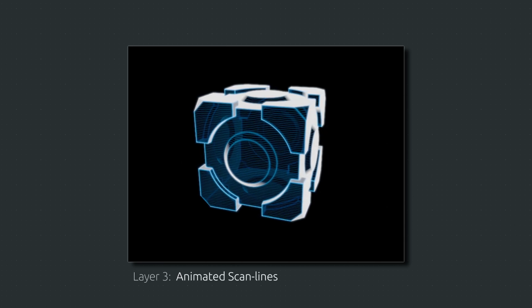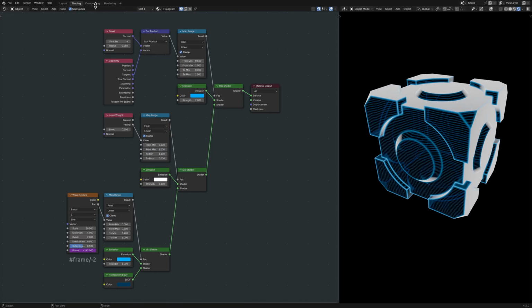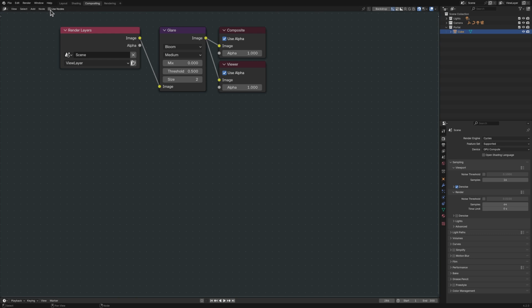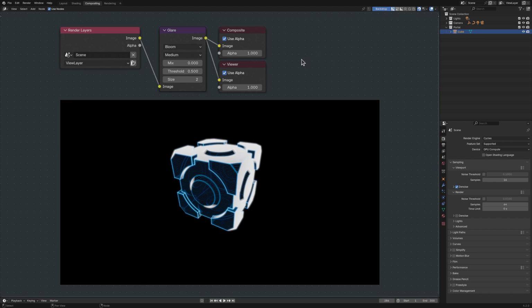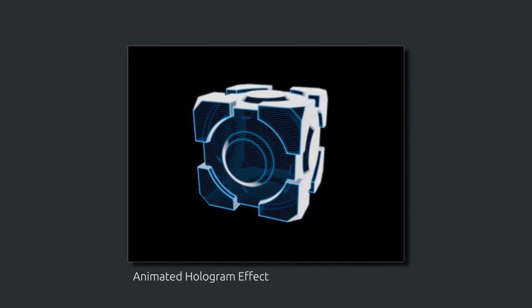to conclude the third and final layer of our hologram effect. And as a bonus, to give the hologram its glowing quality, head over to the compositing workspace, select Use Nodes, enable Backdrop, and set up this node tree. Now render out the animation to see the final result in its imaginatively intricate holographic intrigue.